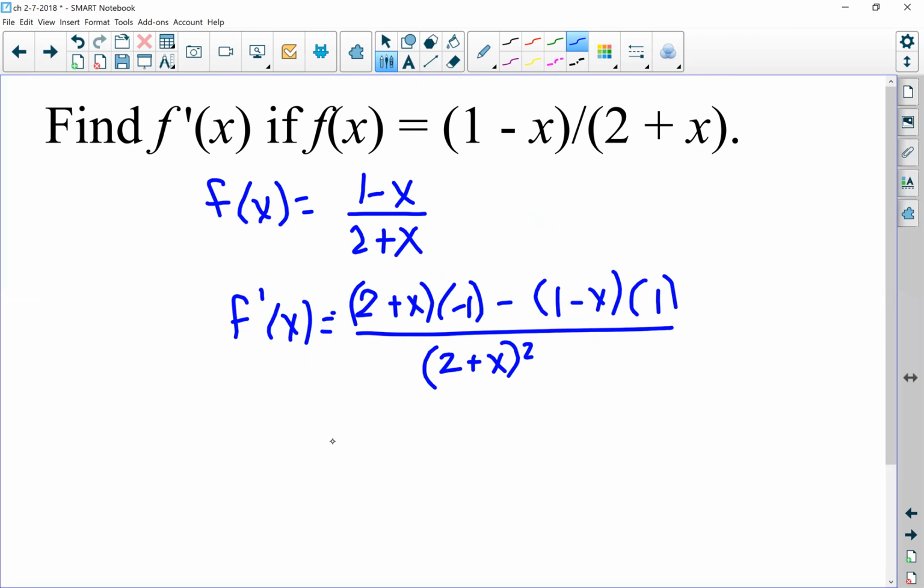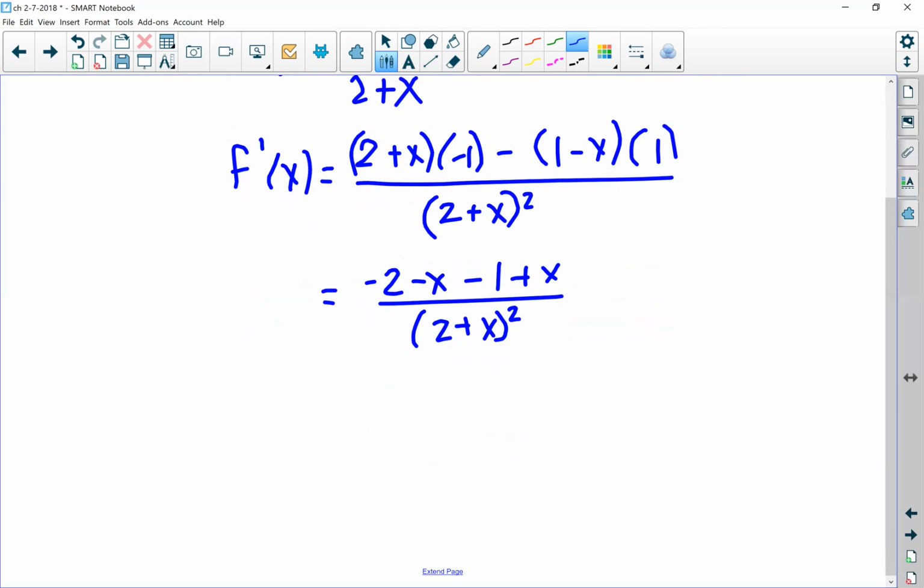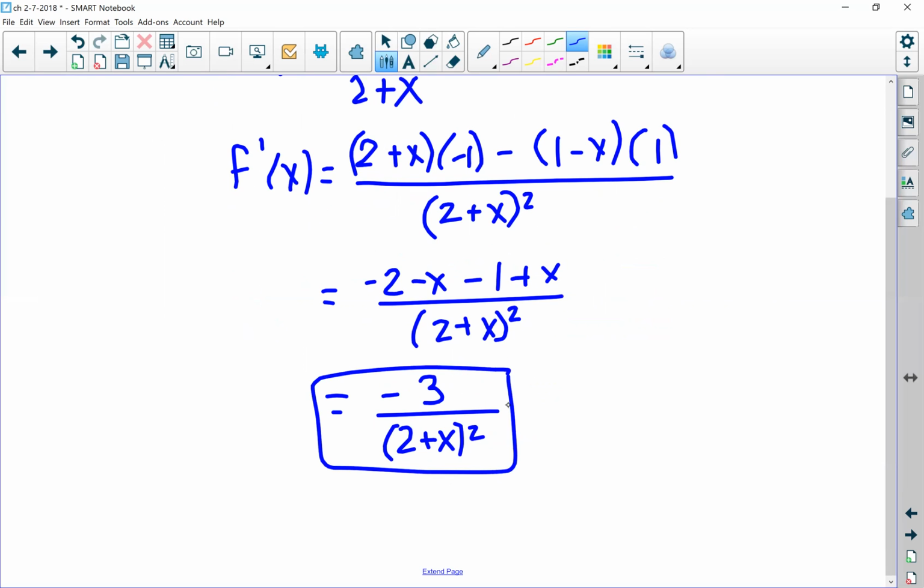And if we simplify, we would get -2 minus x, distribute the negative through on the next term, -1 plus x, and the denominator I am not going to simplify, because if anything is going to cancel in the denominator, we'll need it in its factored form. And there's our derivative.